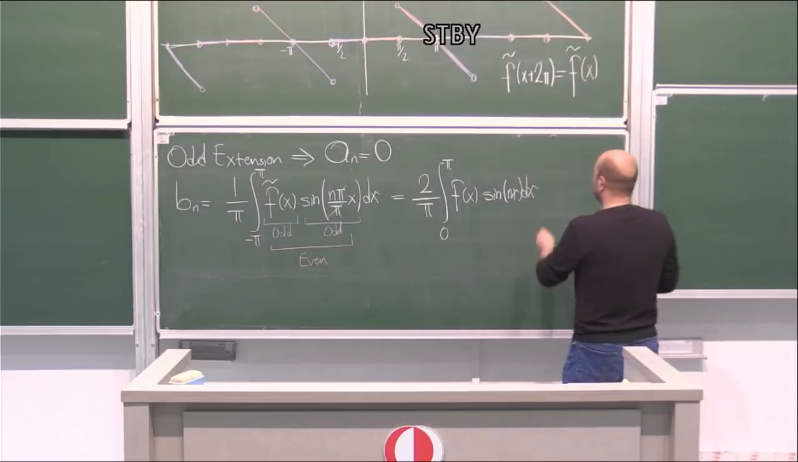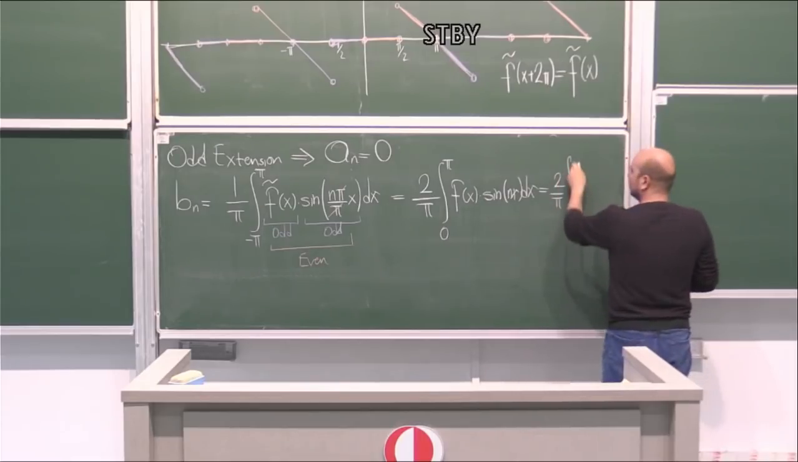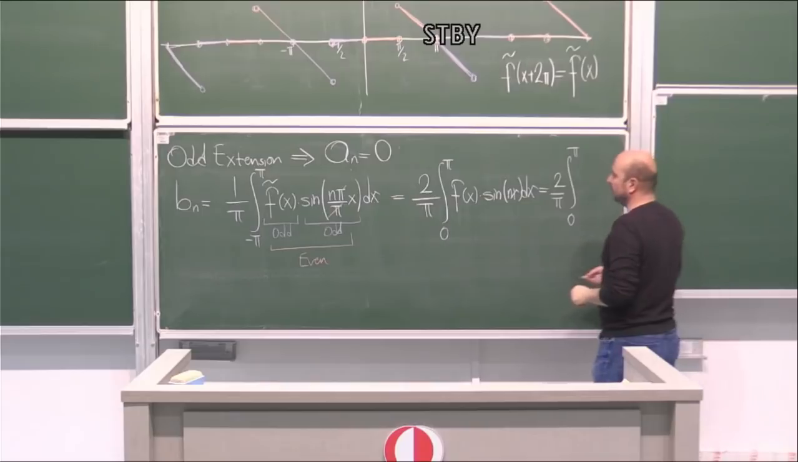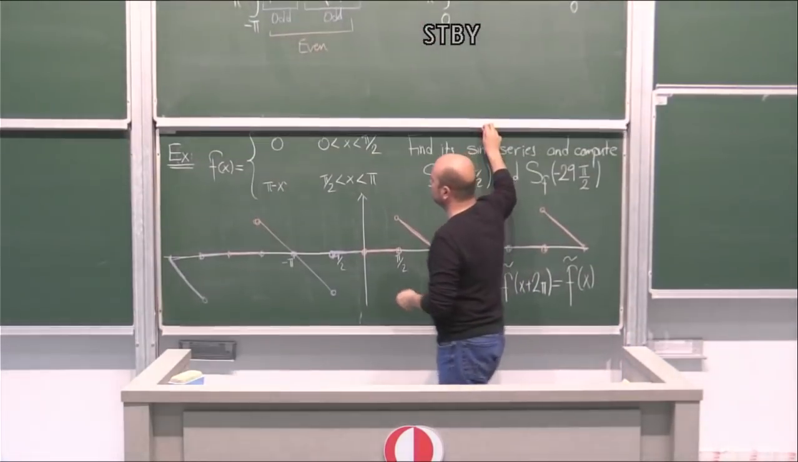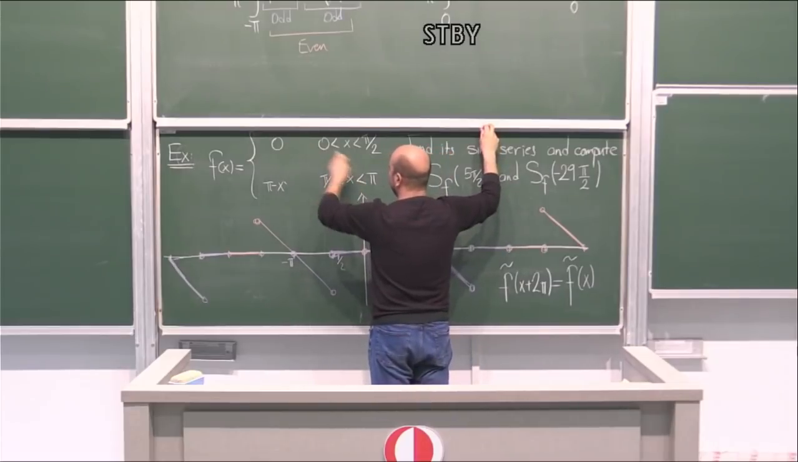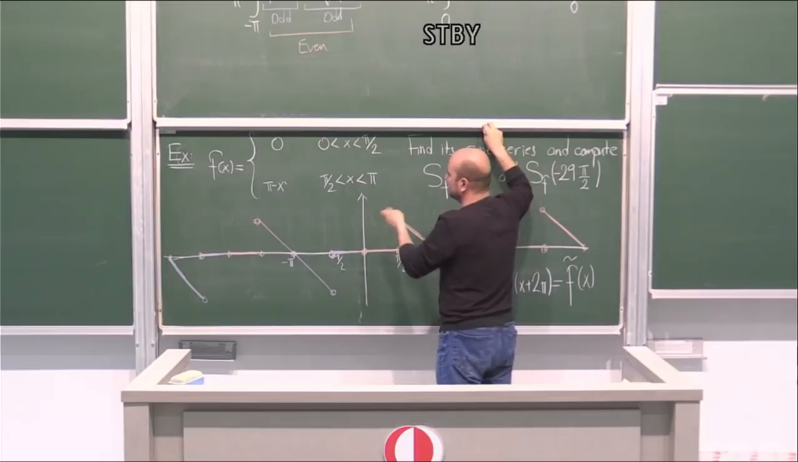So then what do we have here? We have 2 over pi from 0 to pi. But be careful, I'm integrating from 0 to pi. Now, let's focus on the function. Between 0 and pi, I need to integrate. But between 0 and pi over 2, my function is already 0. So I don't need to integrate that part, because f of x times sine is 0.